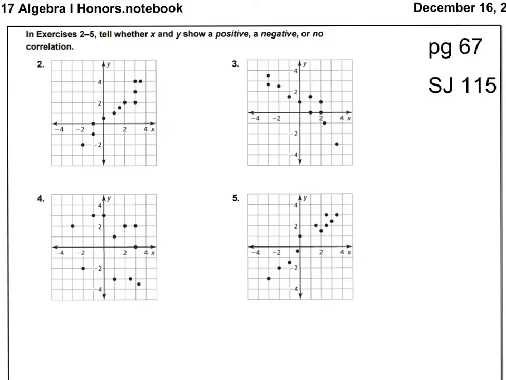As we look at these graphs, we want to decide if the data in the graph has a positive correlation, a negative correlation, or no correlation. So are these data points trending in a positive or a negative direction? And I would say positive for this one.